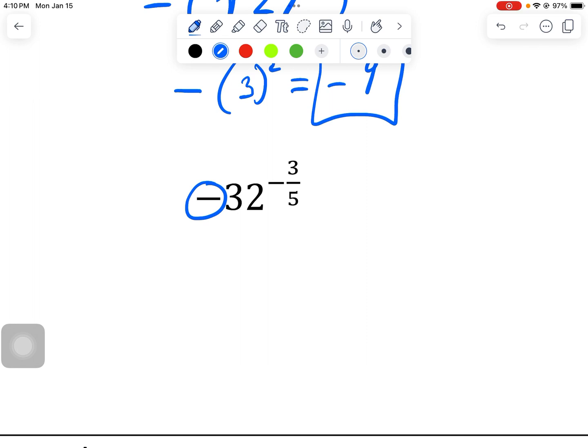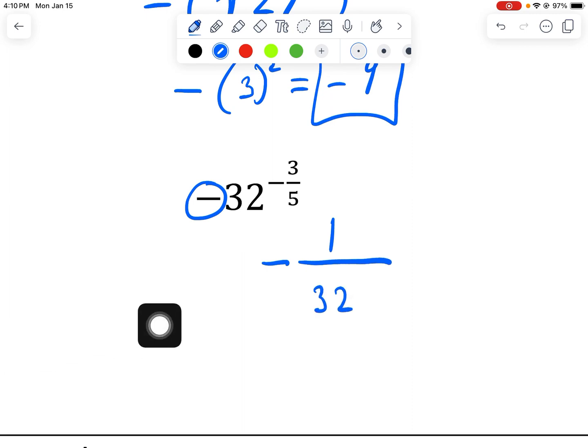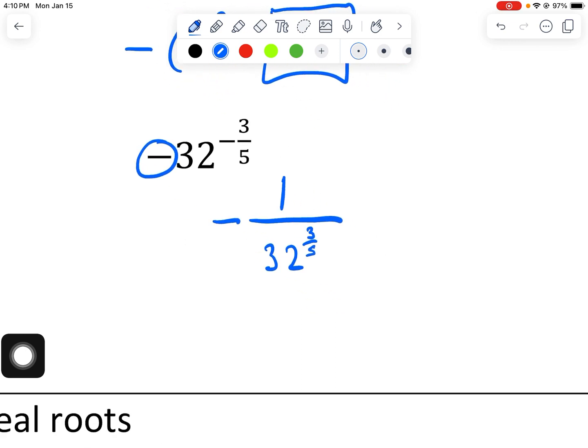So that part is going to affect it. So what this does, I'm going to keep the negative in front. I'm going to put a 1 over, and then I'm going to bring 32, and I'm going to rewrite this whole thing. Well, let me just write it first. Once it goes to the bottom, though, it becomes a positive. We're going to stress this a little bit more in the next lesson. You'll see what we do with the negatives.